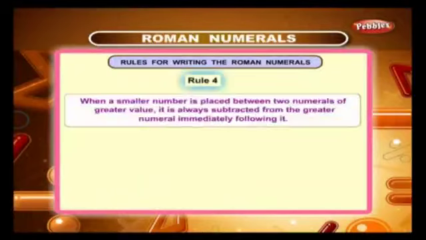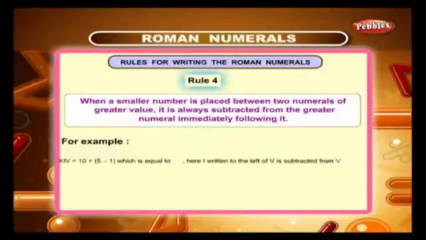Rule 4. When a smaller number is placed between two numerals of greater value, it is always subtracted from the greater numeral immediately following it. Example: XIV equals 10 plus 5 minus 1, which is equal to 14. Here, I written to the left of V is subtracted from V.